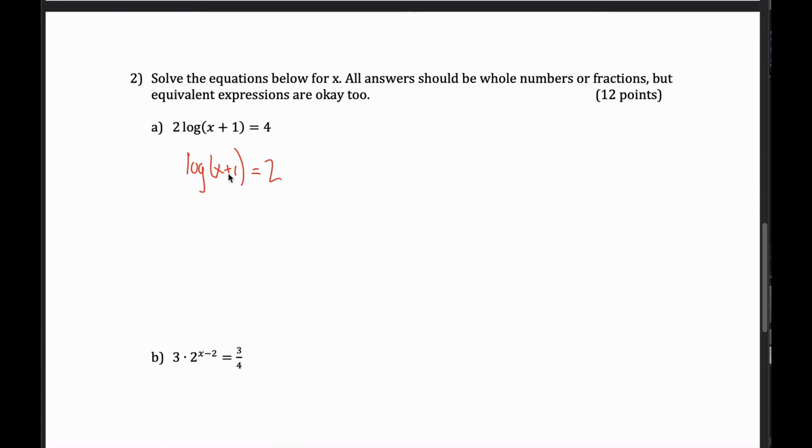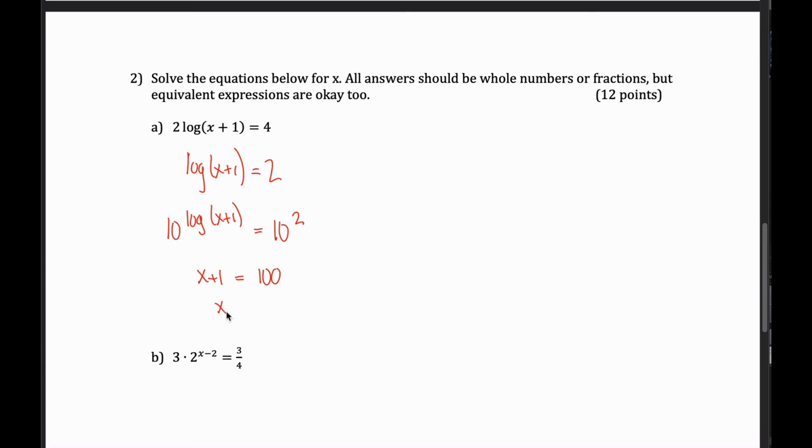And now you could think about this as I'm just rewriting it in exponential form, but I'm going to write the intermediate step just because I think it helps to think about it that way. If the log of x plus 1 equals 2, then 10 raised up to the log of x plus 1 equals 10 raised up to 2. The advantage to this form, even though it looks uglier than this form, is the 10 and the log base 10 cancel out. So I'm left with just x plus 1 is equal to whatever 10 squared is, and 10 squared is 100.